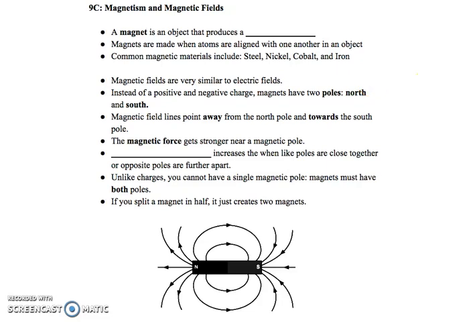Okay, in this section we're going to be going through magnetism, and we're also going to be talking about the electromagnetic spectrum. So we're going to start here, 9C, with magnetism and then magnetic fields. So a magnet is, in the physics sense, an object that produces a magnetic field. So that's the technical definition of a magnet, something that produces a magnetic field.